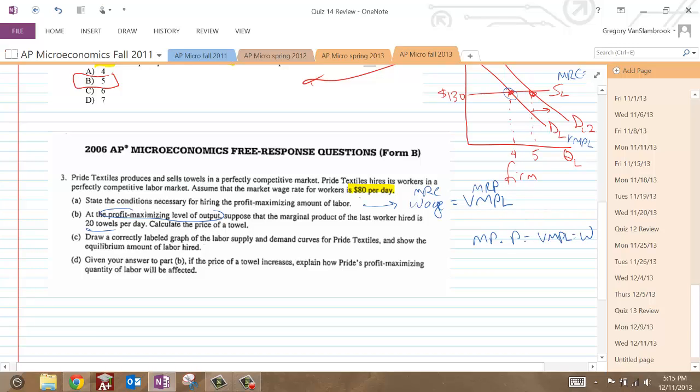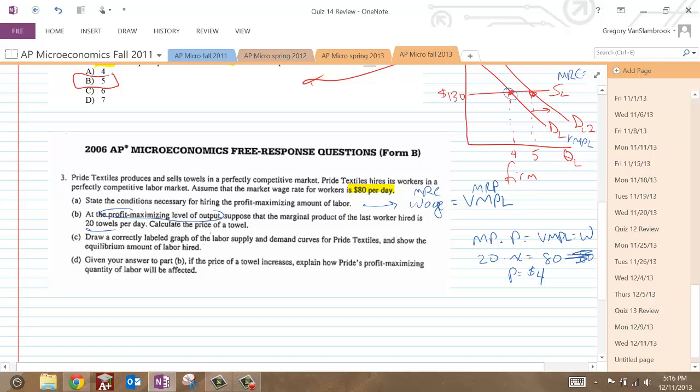So what are we given here? We're given the marginal product, 20. The price is the variable. The market wage is $80 per day, which is equal to the value of the marginal product of labor at the profit maximizing output level. So we're just solving for X here. We get the price of the good is $4. Towels that are worth $4 will give us a value of the marginal product of labor of $80. $80 value of the marginal product equal to the wage is where the profit is maximized.